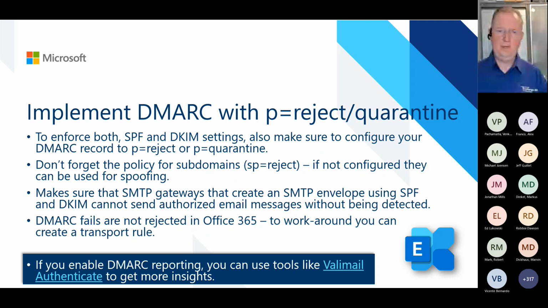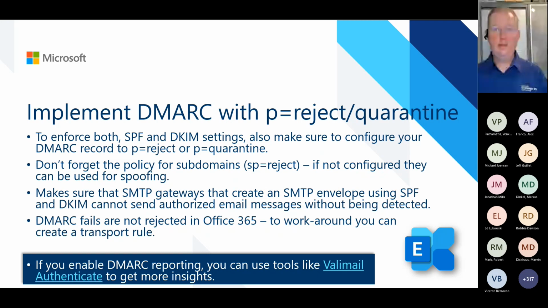Yeah, EOP, MDO, all messages are basically kept for investigation. They don't reject anything. You need to reject it. So that's the reason you need to create a transport rule if you want to reject those kinds of DMARC fails in your environment. And again, don't forget the policy for subdomains. Especially subdomains. If you don't configure anything like sp=reject, then it's not configured and they can be used for spoofing.